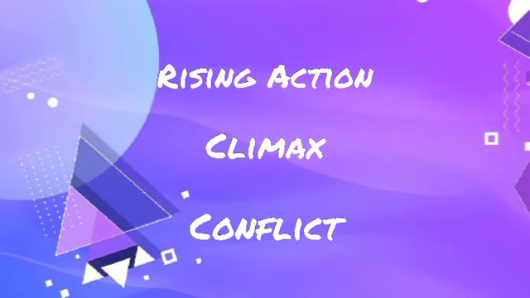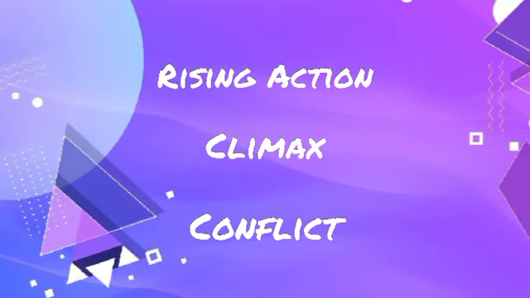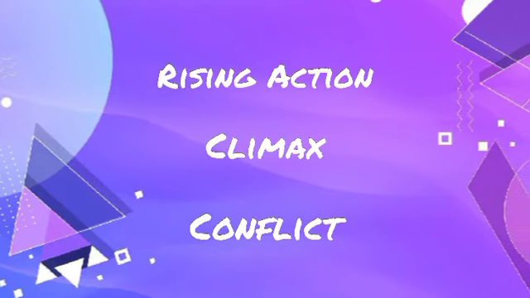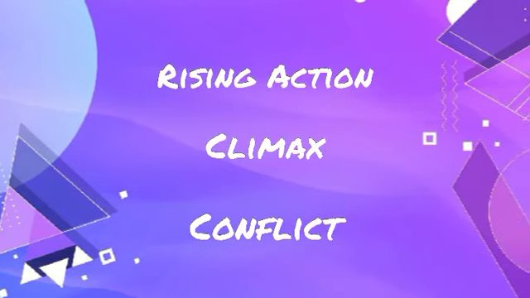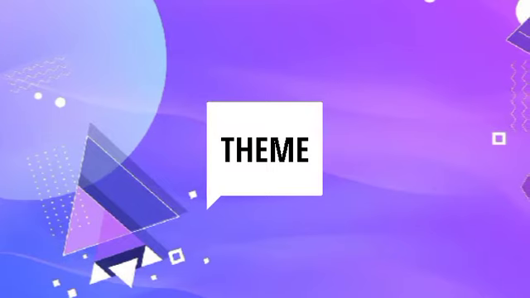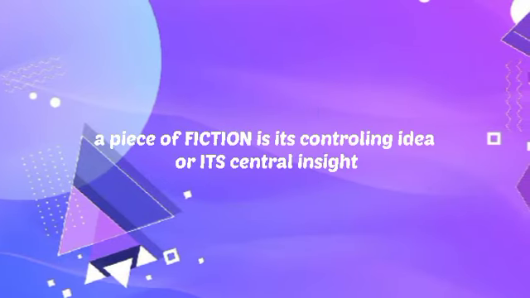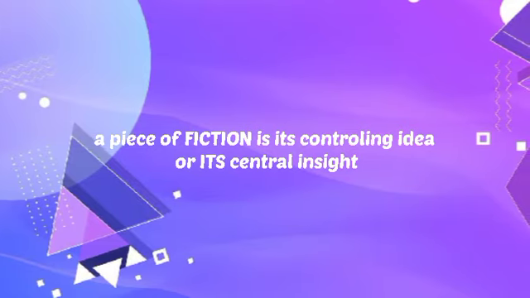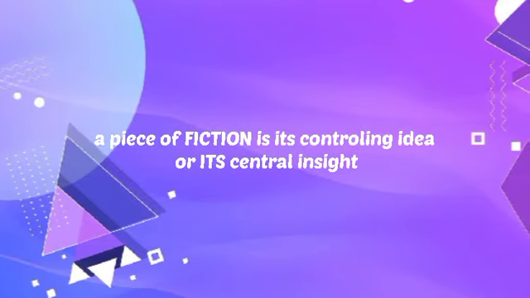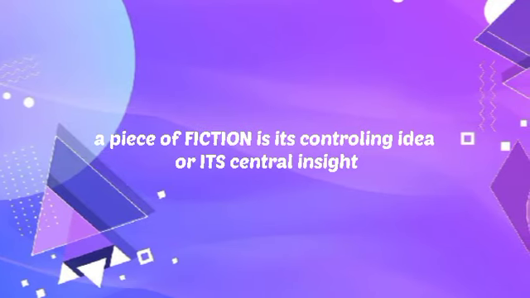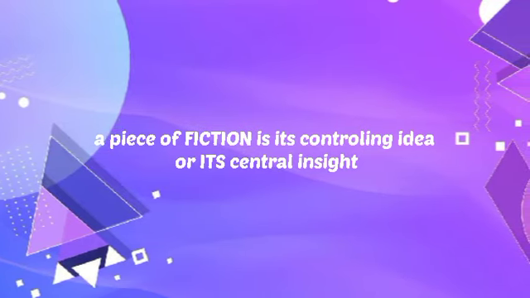Conflict is not merely limited to open argument. Rather, it is any form of opposition that faces the main character. C. Theme. The theme in a piece of fiction is its controlling idea or its central insight. It is the author's underlying meaning or main idea that he is trying to convey.